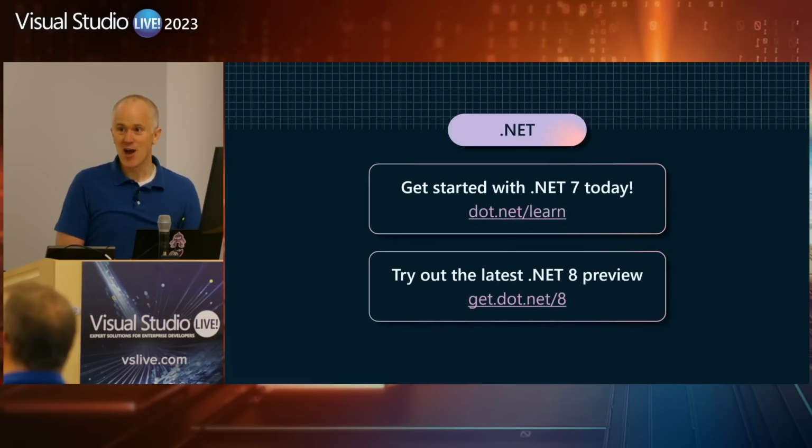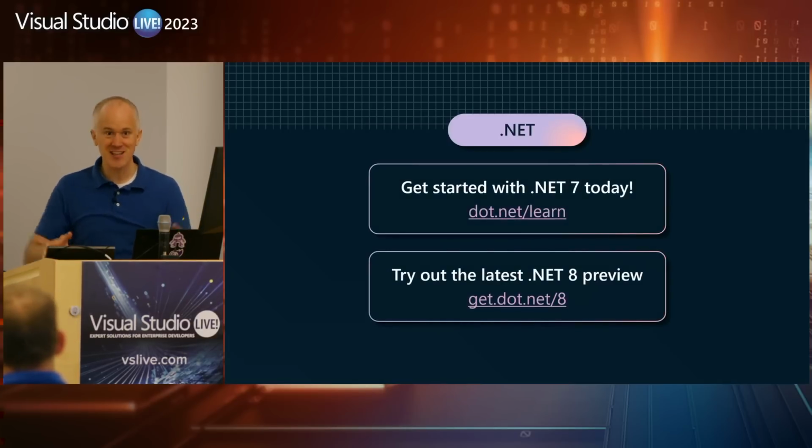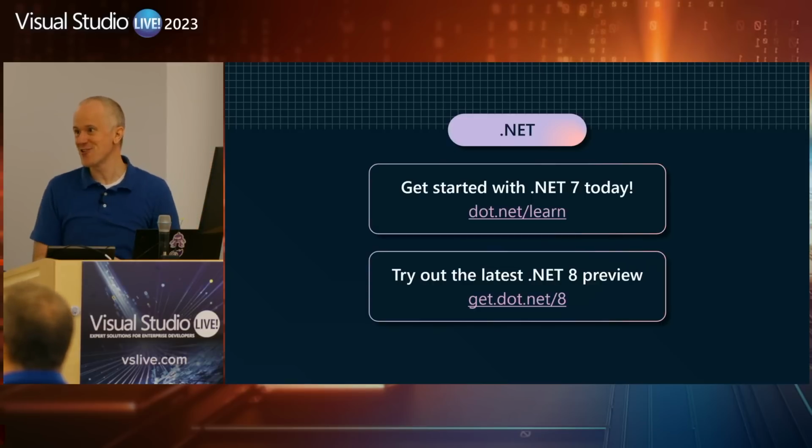That's what I had today. I hope you enjoyed learning about this stuff. If you haven't, go install .NET 7. That's the supported, production-ready version of .NET that you can build your Blazor apps with right now.